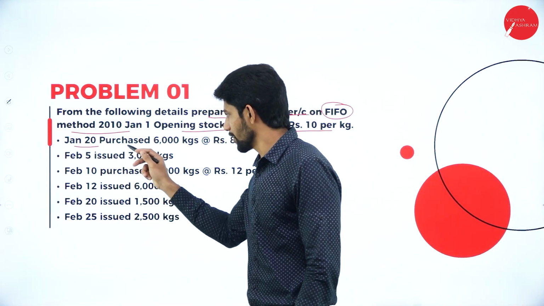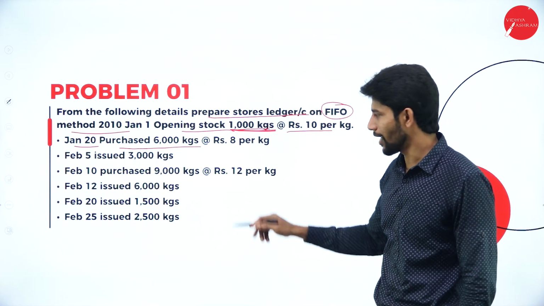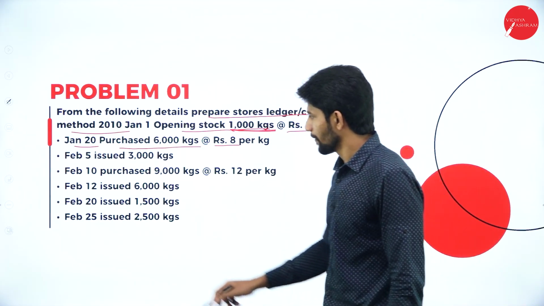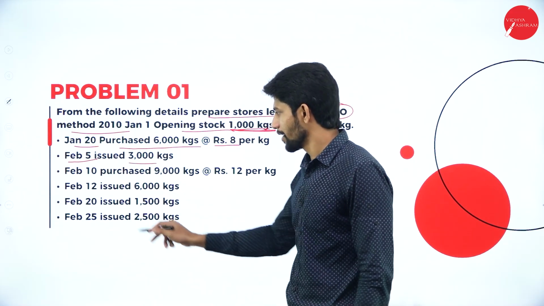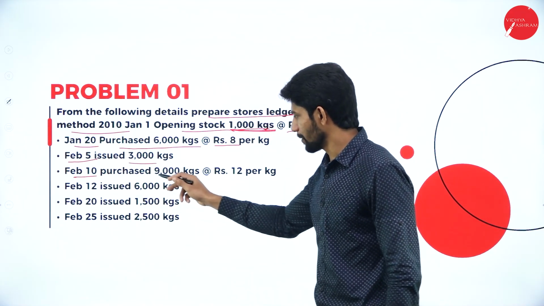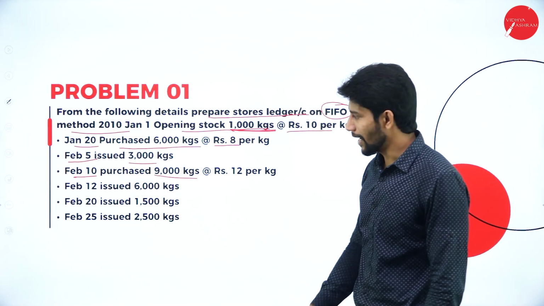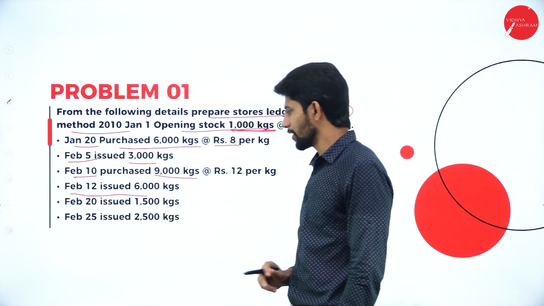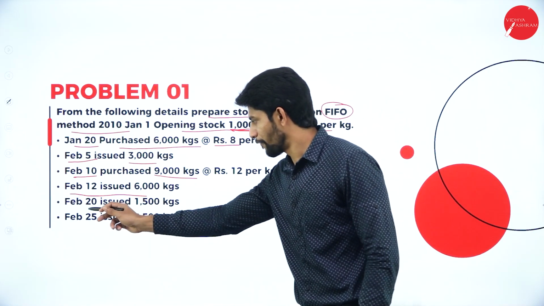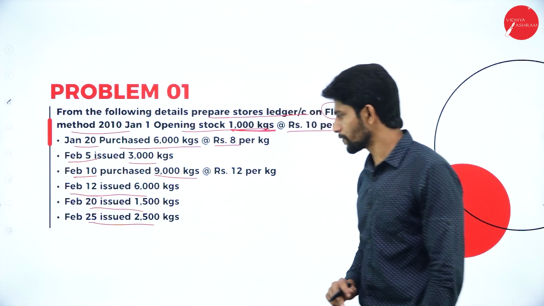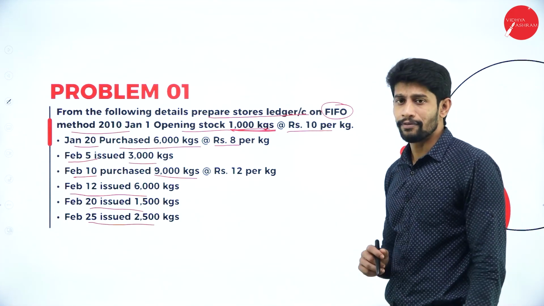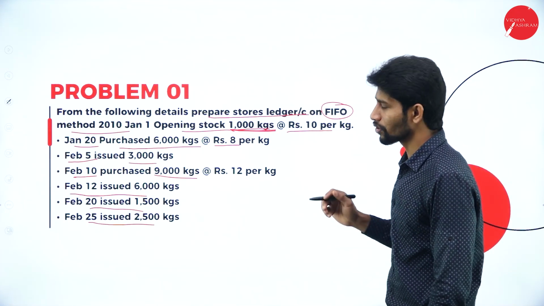Next, on 20th, they purchased 6000 kgs at 8 rupees per kg. And on Feb 5th, they issued 3000 kgs. And on Feb 10th, again they purchased 9000 kgs. And on Feb 12th, they issued 6000 kgs. Feb 20th, again they issued 1500 kgs. And Feb 25th, again they issued 2500 kgs. So how to solve the problem?